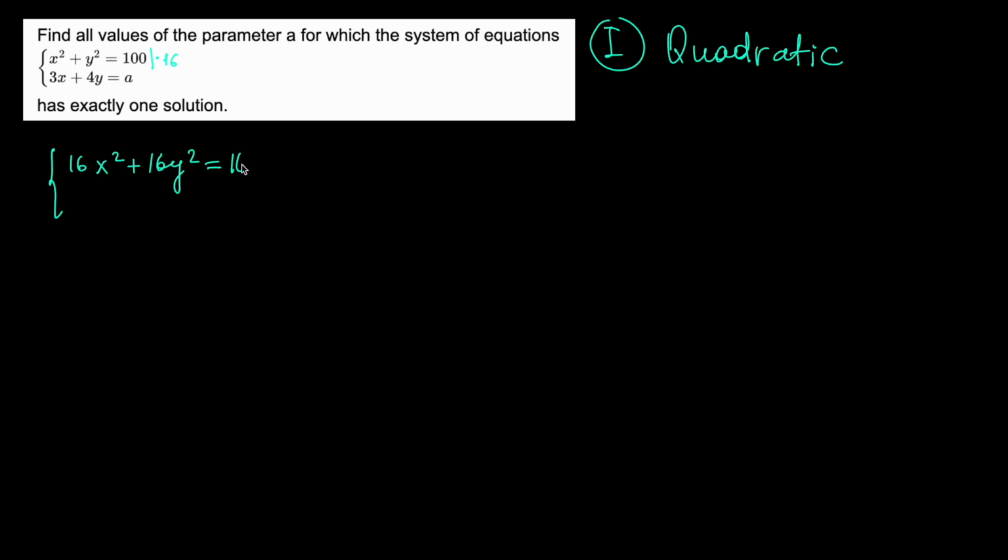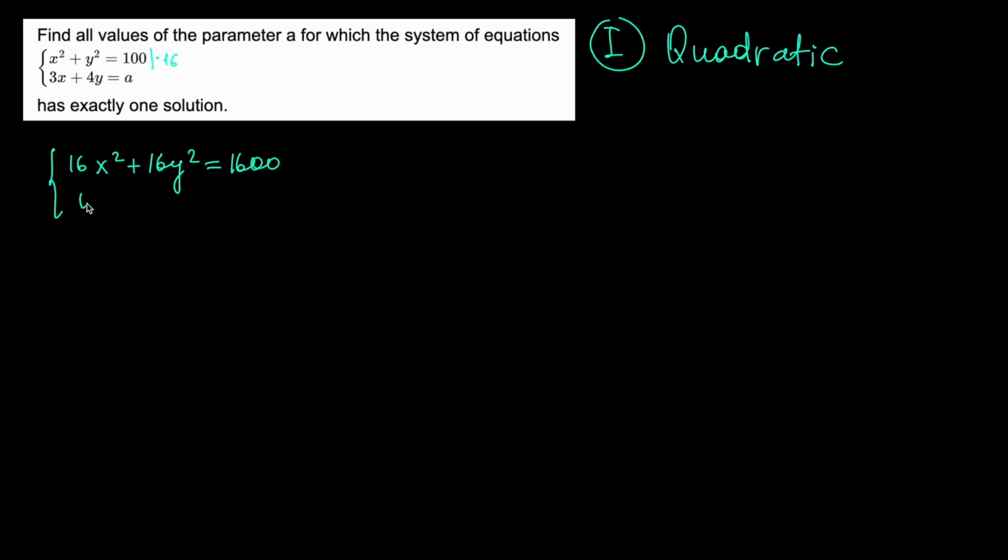We have to find all values of the parameter a for which the system of equations has exactly one solution. So let's consider the solution that always comes to minds of the students. Let's consider a quadratic equation. To come up with a quadratic equation, let's multiply both sides of the first equation by 16, because we have 4y here. We will now have 16x squared plus 16y squared equals 1600.